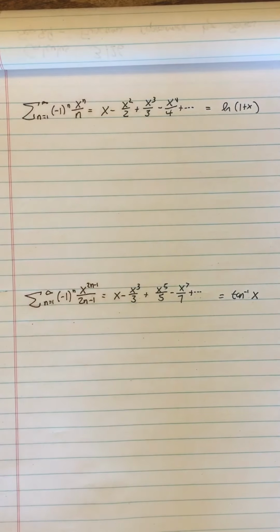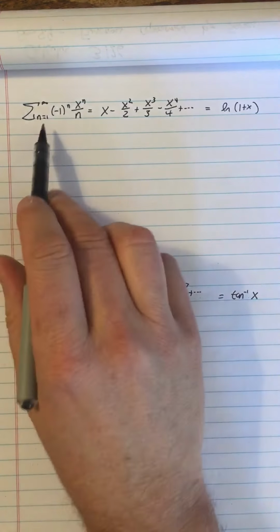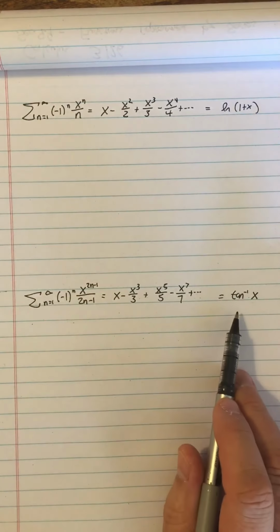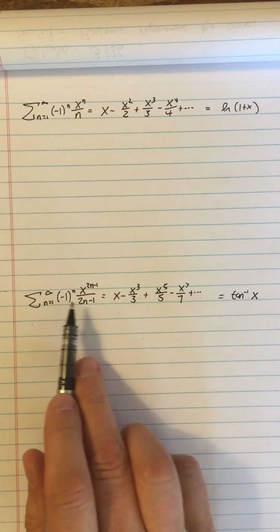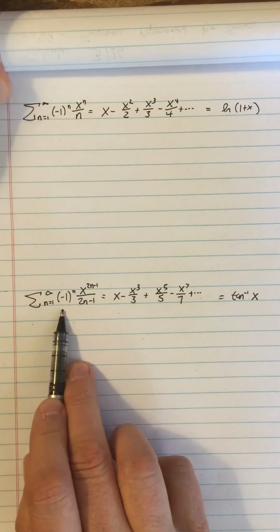So now I'm going to show you a couple of cool things about these two results. So we had ln of 1 plus x equals the sum from n equals 1 to infinity, negative 1 to the n, x to the n over n, and inverse tangent x equals the sum from n equals 1 to infinity, negative 1 to the n, x to the 2n minus 1 over 2n minus 1. And I recapped those because I had this one wrong.